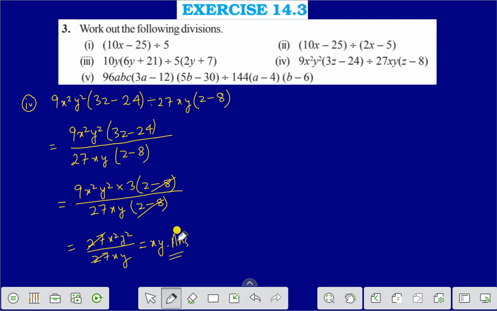Now to solve question number 5. Question number 5 here you see is 96abc times (3a minus 12) times (5b minus 30) divided by 144 times (a minus 4) times (b minus 6).